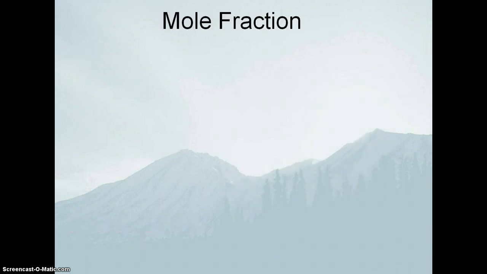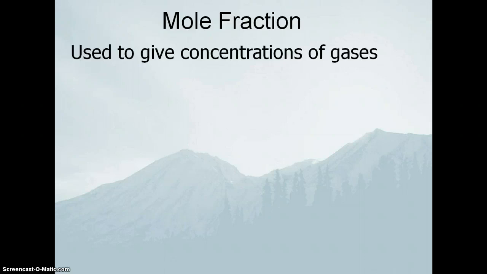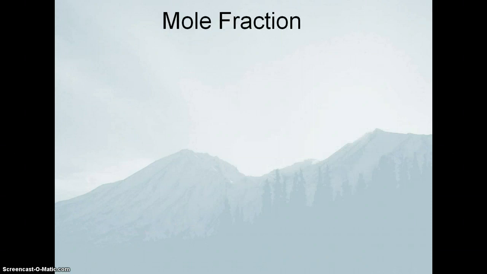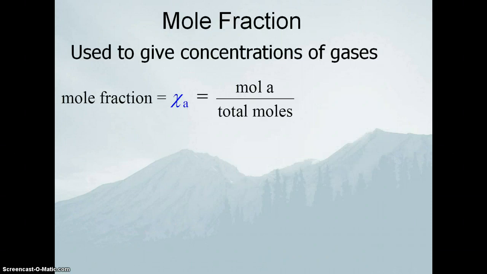So mole fraction is a way of defining concentrations of gas samples. So if I have a sample of gas that contains oxygen and nitrogen and argon, say in the previous slide, instead of talking about percentages, normally what we'll do is we talk about mass or mole fraction. So mole fraction is simply defined as, so mole fraction of component A, and it looks like an X, but it's really a chi, is the number of moles of component A divided by the total number of moles of all the gas in my system.